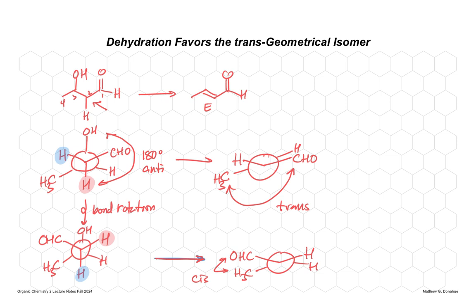Why that would not be preferred again is you have this steric interaction here, whereas over here it's minimized. And so in general, that's why you would prefer the trans geometrical isomer under those conditions.